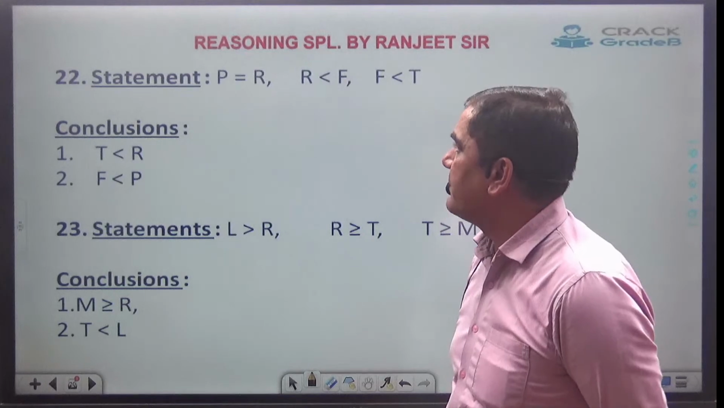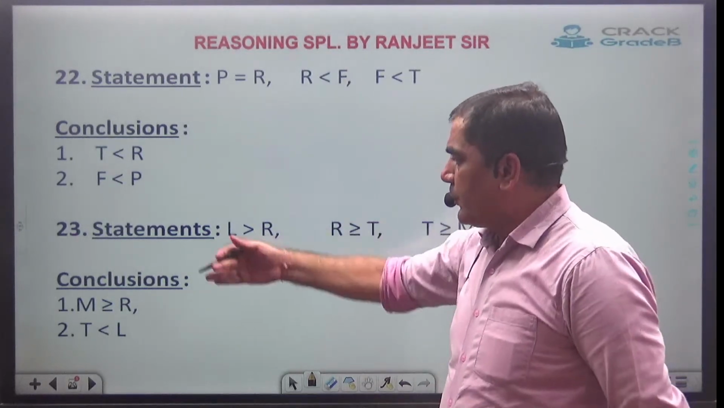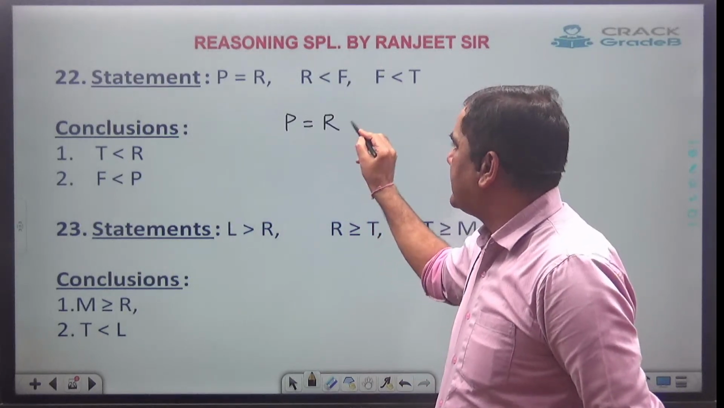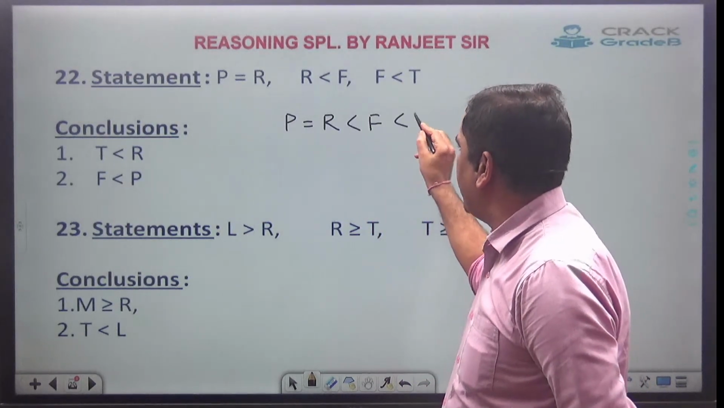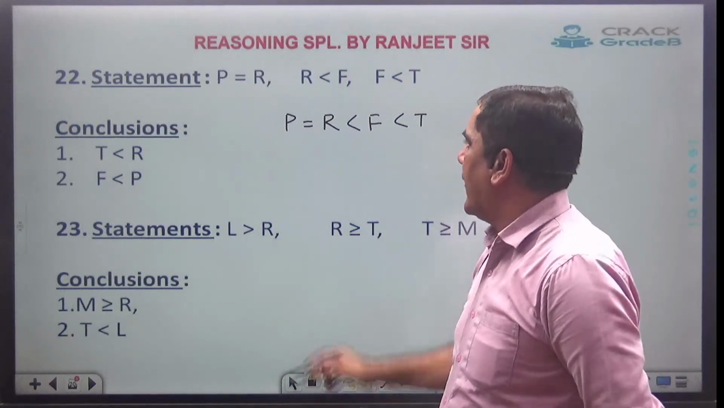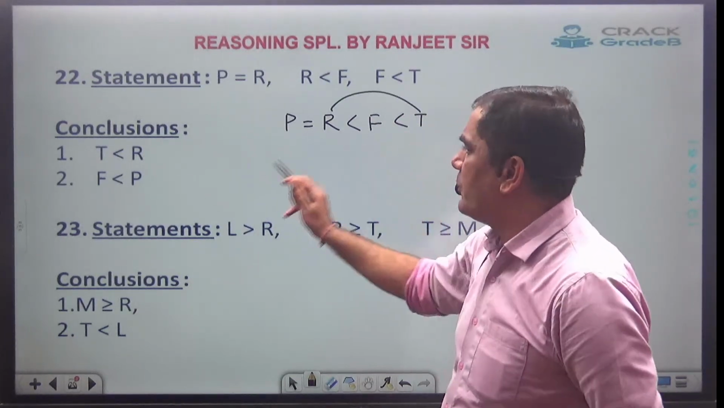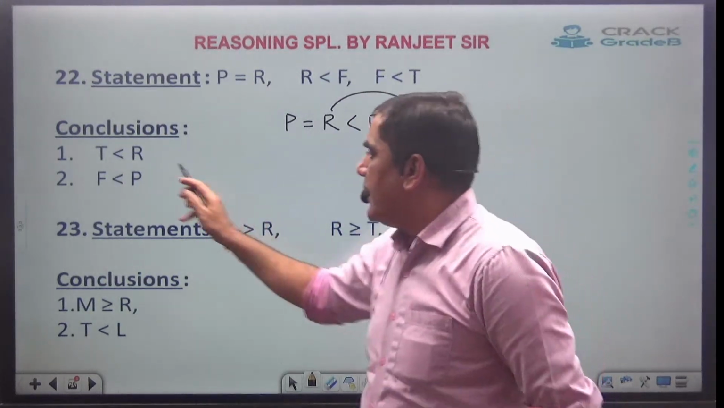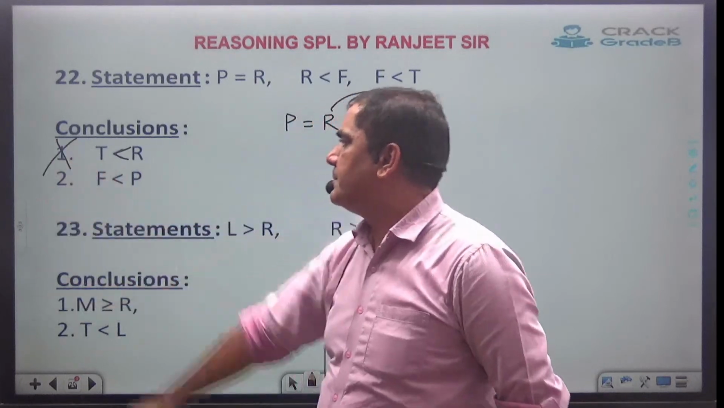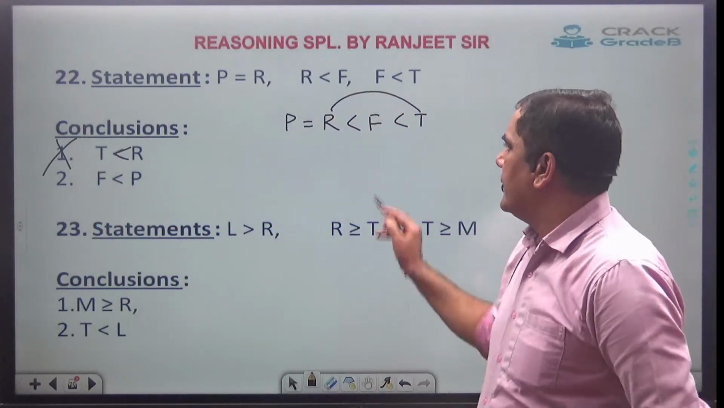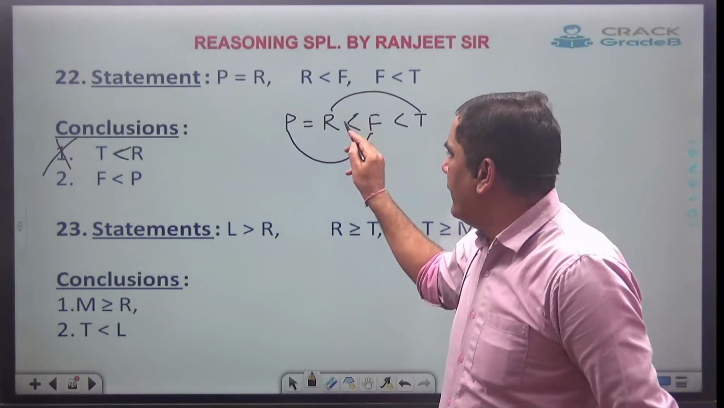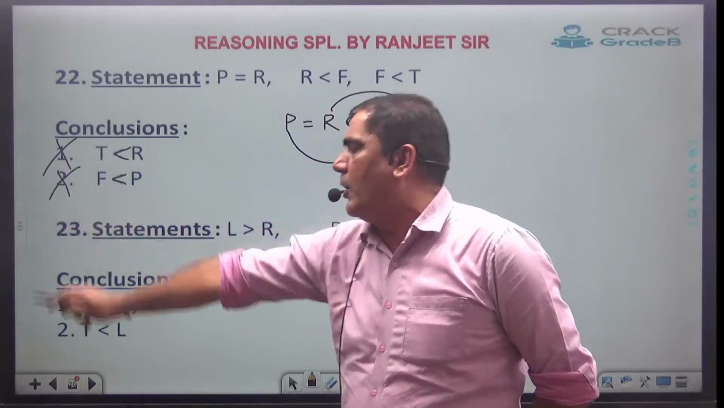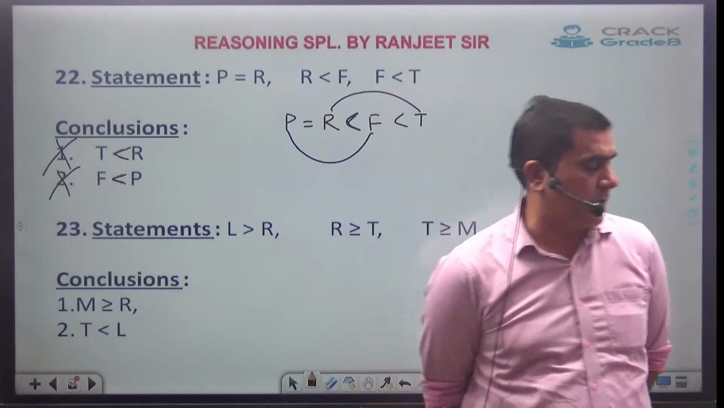Okay, let's start with this one. 22, 23rd. Let's combine. P adjacent will be R, R adjacent will be F, F adjacent will be T. First one, T and R, T and R. Face should be towards T. Here face is towards R. First is wrong. Next one, F and P. F and P. Only one face is towards F. Face should be towards F. It should be towards P. Wrong. Both of them are wrong.